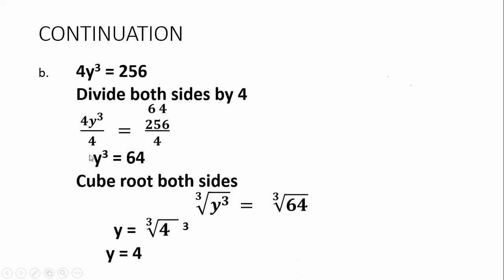So now you have y cubed equals 64. We can find the cube root of both sides, and the cube and cube root cancel. The cube root of 64 is what? 4 raised to power 3. Then the cube and the cube root will cancel, and your y will be equal to 4.